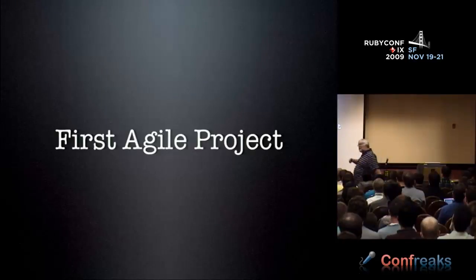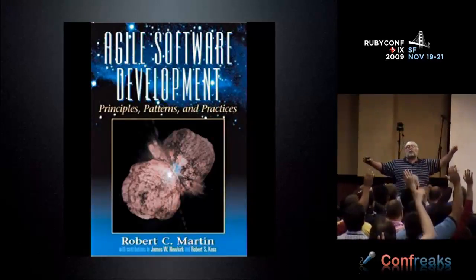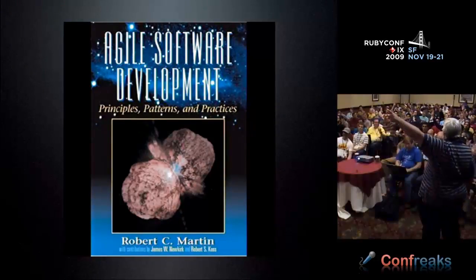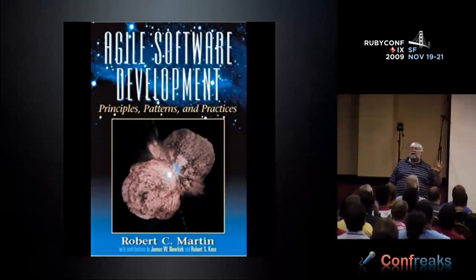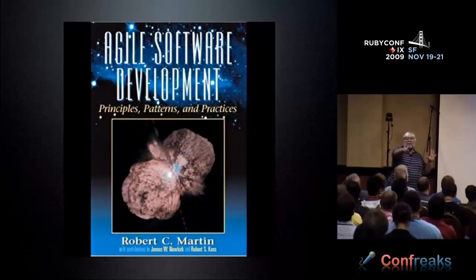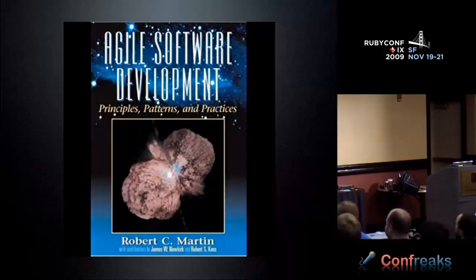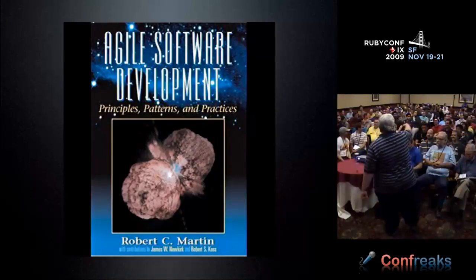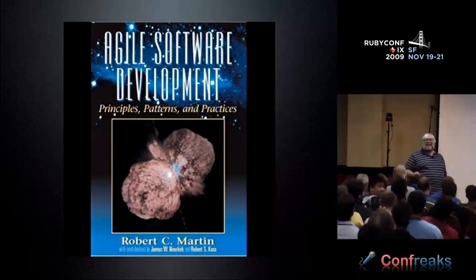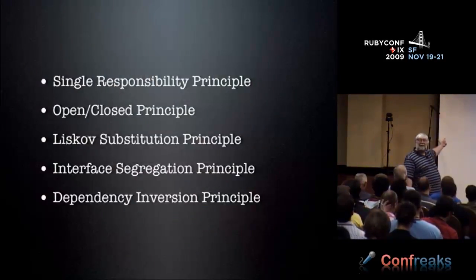Okay, so now, agile. I was introduced to agile by Bob Martin. Who here has heard of Robert Martin? Very good, excellent. Who has read his book? Good. So you know the 5 principles of SOLID design. Yes? You know them? You want to teach this? Oh, he's thinking about it. He's seriously considering it. Open closed, Liskov substitution, single responsibility, interface segregation, and dependency inversion.